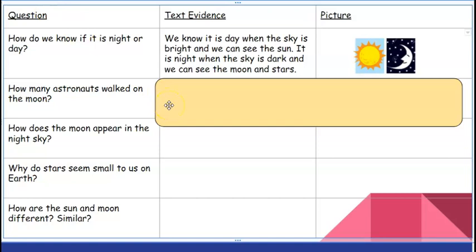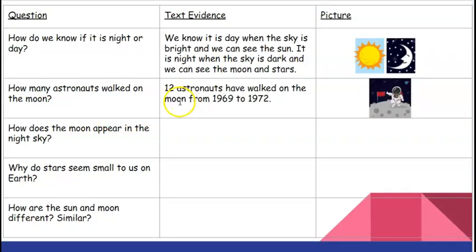Okay, so I know I have the answer in my brain. I've reread my story. I want to make my answer a complete sentence. How many astronauts walked on the moon? Well, 12 astronauts walked on the moon. But I also want to include text evidence, and they told me in the story it was from the years 1969 to 1972, so I want to add that in. And I wrote my whole sentence as 12 astronauts have walked on the moon from 1969 to 1972.